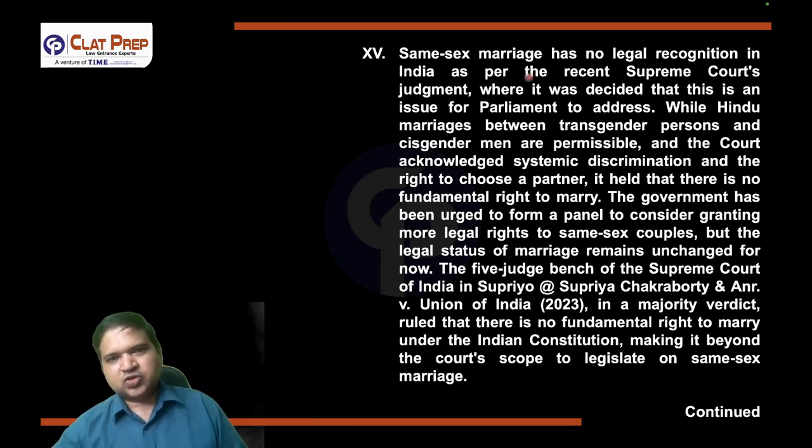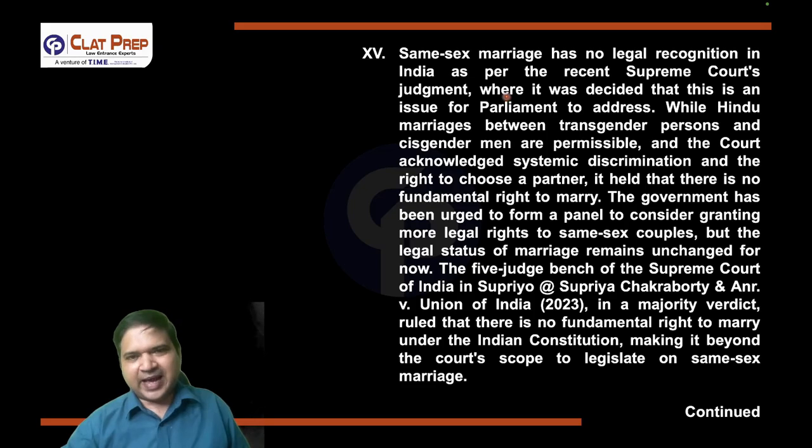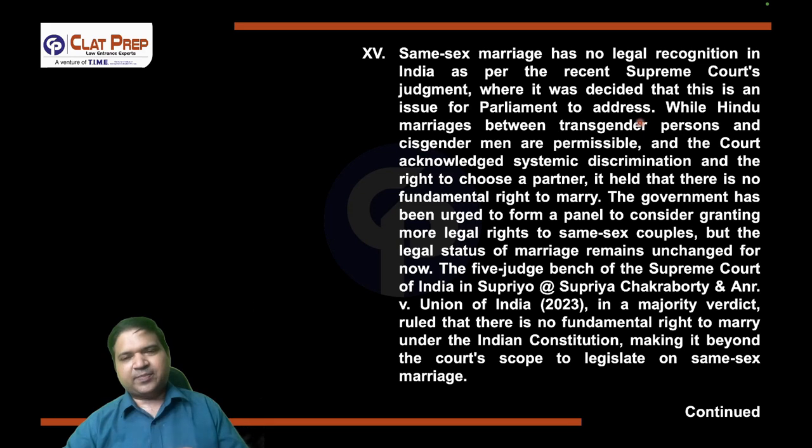Okay, so this passage is about same-sex marriages. It says that same-sex marriage has no legal recognition in India as per the recent Supreme Court's judgment, where it was decided that this is an issue for Parliament to address. So it is the legislature's issue. It is the issue where the Parliament can make laws regarding the legalization of same-sex marriages, and the Supreme Court said that it is for the Parliament to address and we cannot do anything about it.